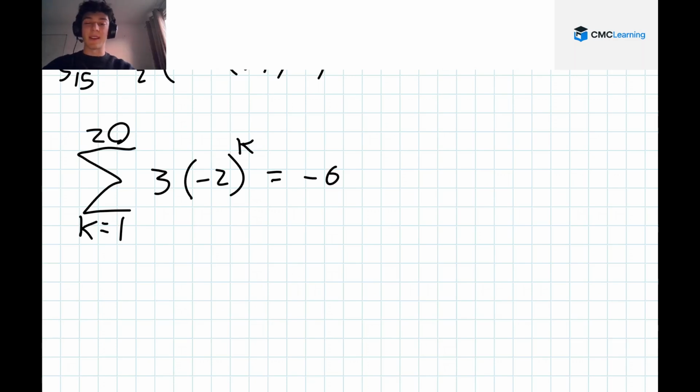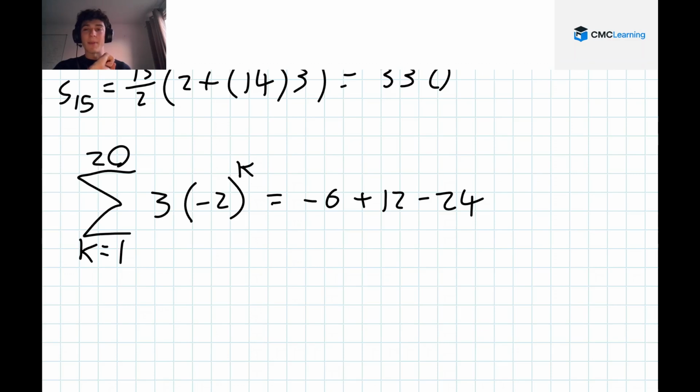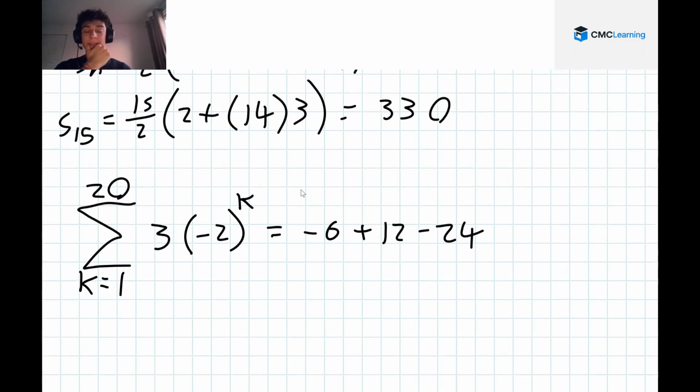Let's look at the second term. Minus 2 to the power of 2 is going to give us 4. 4 multiplied by 3, well, that's going to give us a positive 12. That's the important part. So now have a look at the third term. We're going to get negative 8. Negative 8 multiplied by 3, well, that's negative 24. Just by writing out the first few terms as we did above, we can hopefully see a pattern emerging.